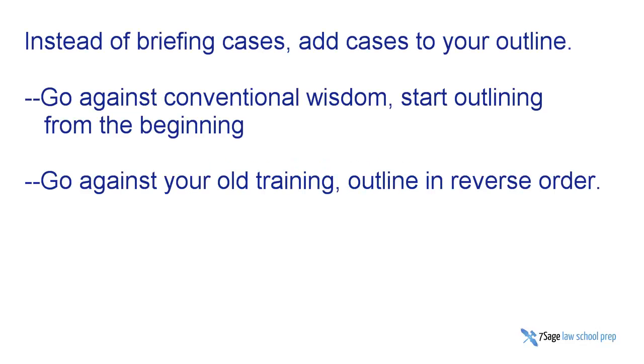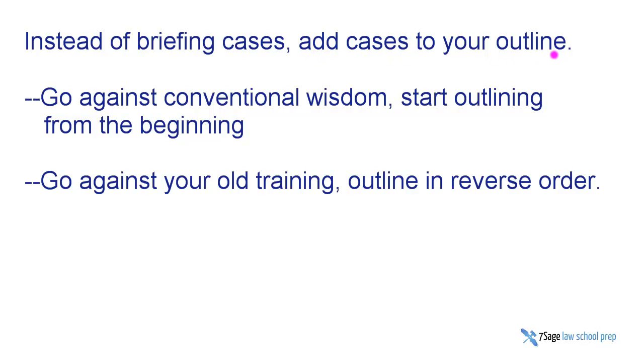So this is a question that we commonly get here at 7 Sage. A lot of people brief cases, and we have videos and lengthy explanations about why the worst thing you could possibly ever do is brief cases. So a good question is, what am I supposed to do instead? Our answer is you start outlining from the beginning and you add short case parts to your outline.